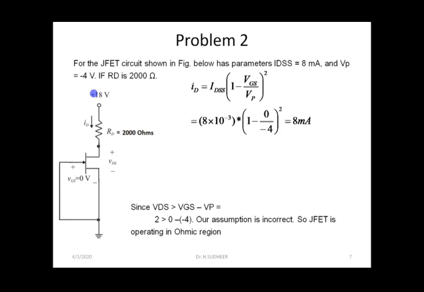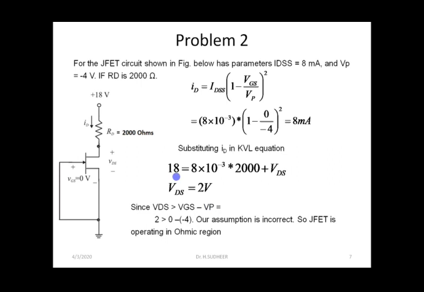ID is equal to 18 minus VDS by 2000. So ID is equal to 18 minus 2000 VDS by 2000. Substituting, we got VDS is equal to 2 volts. Now VDS is equal to 2 volts. We have to check whether my assumption that the JFET is operating in the active region is correct or not.